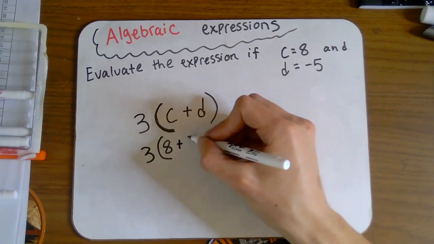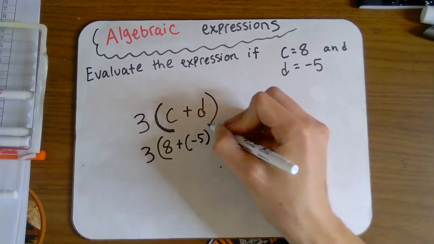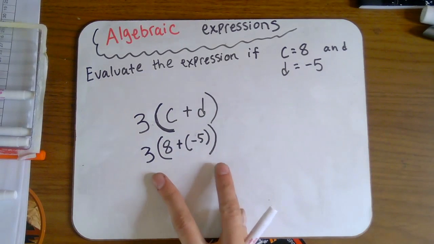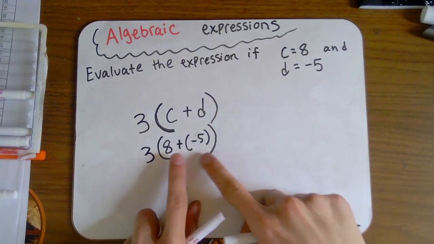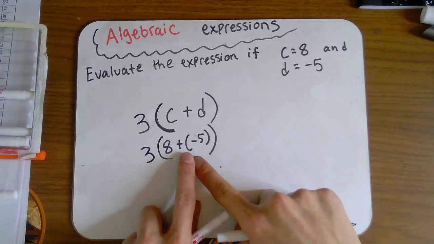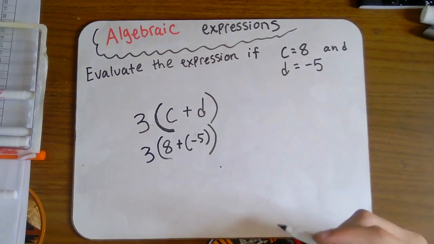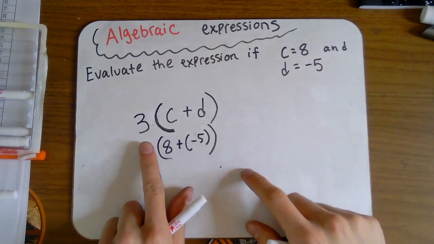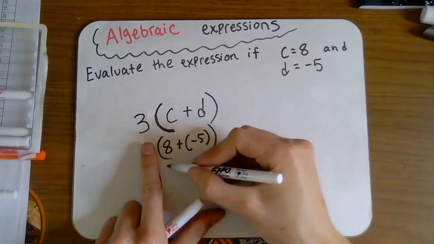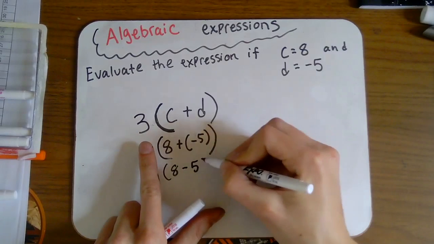So I'm going to be adding a -5. And you notice that I have a double parentheses here, right? So I'm going to first pay attention to what this is representing, 8 plus a -5, and then worry about multiplying afterwards. So if I cover up this 3 for now, 8 plus a -5, well, this is the same thing as 8 minus 5.